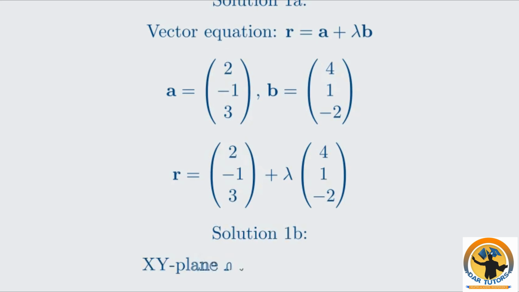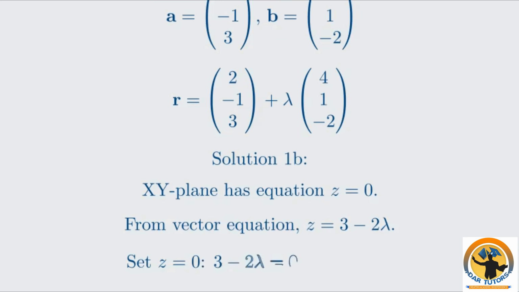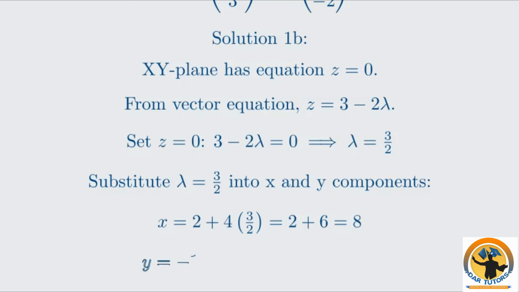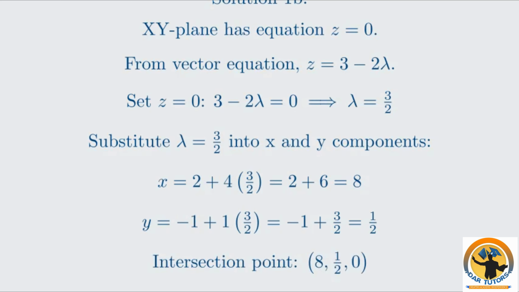For part B, the xy plane is defined by the equation z equals 0. We set the z component of our vector equation to 0. This gives 3 minus 2 lambda equals 0, so lambda is 3 halves. We substitute lambda equals 3 halves back into the x and y components to find the coordinates of the intersection point, which are (8, -1/2, 0).